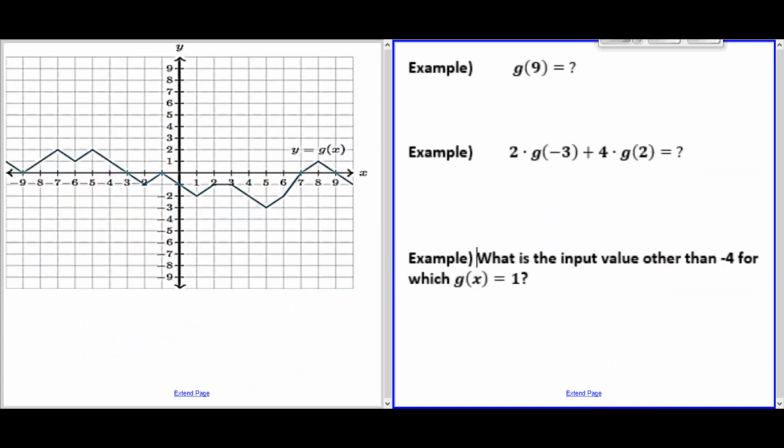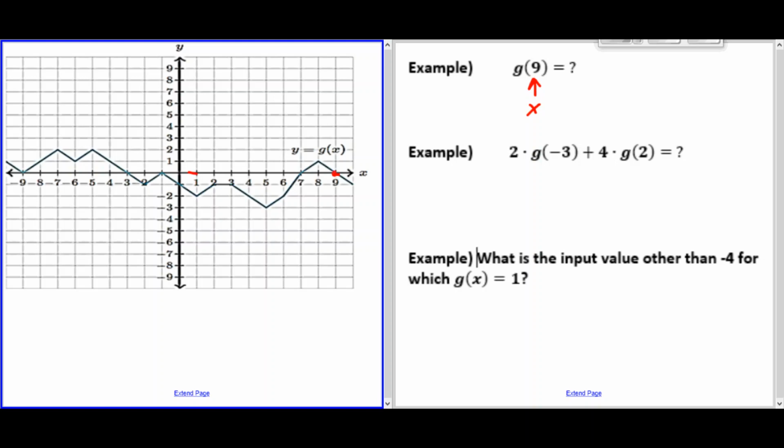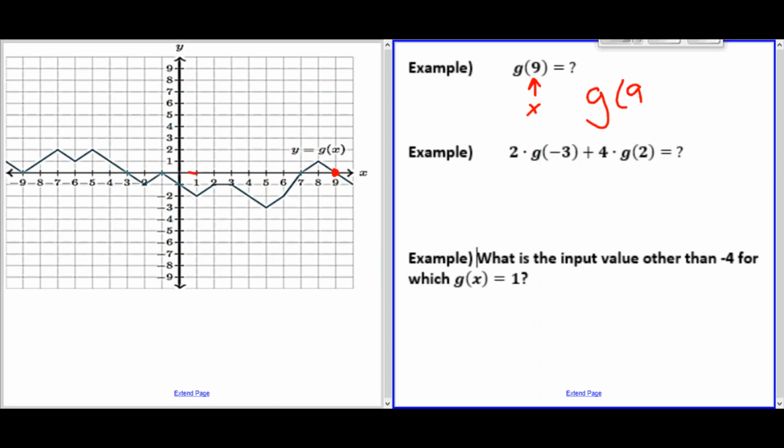This next example, again, you don't need to draw the picture. I just want you to give these problems a try. So g of 9, again, this tells me what is y when x is 9. So when x is 9, y is, well, I didn't move up or down, so it's 0. So g of 9 is 0.